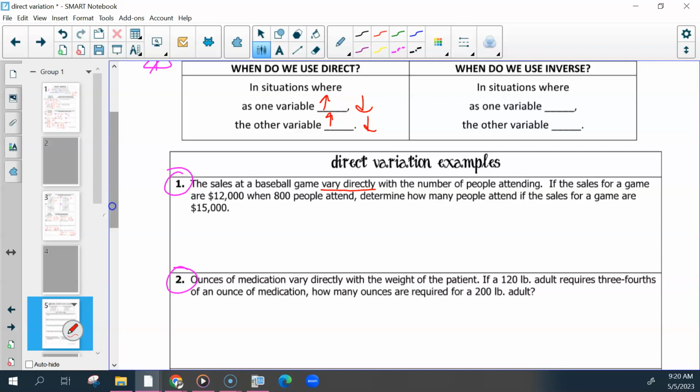Whatever comes before the words varies directly is going to be your y, always. Whatever comes after is your x. So when I see sales, anytime I see amounts of sales, that's going to be a y value. And when I see number of people, that's going to be x. So with these, the biggest thing is not confusing y and x and knowing what you're solving for. So since we know x is number of people, that's what we're looking for, x at the end.